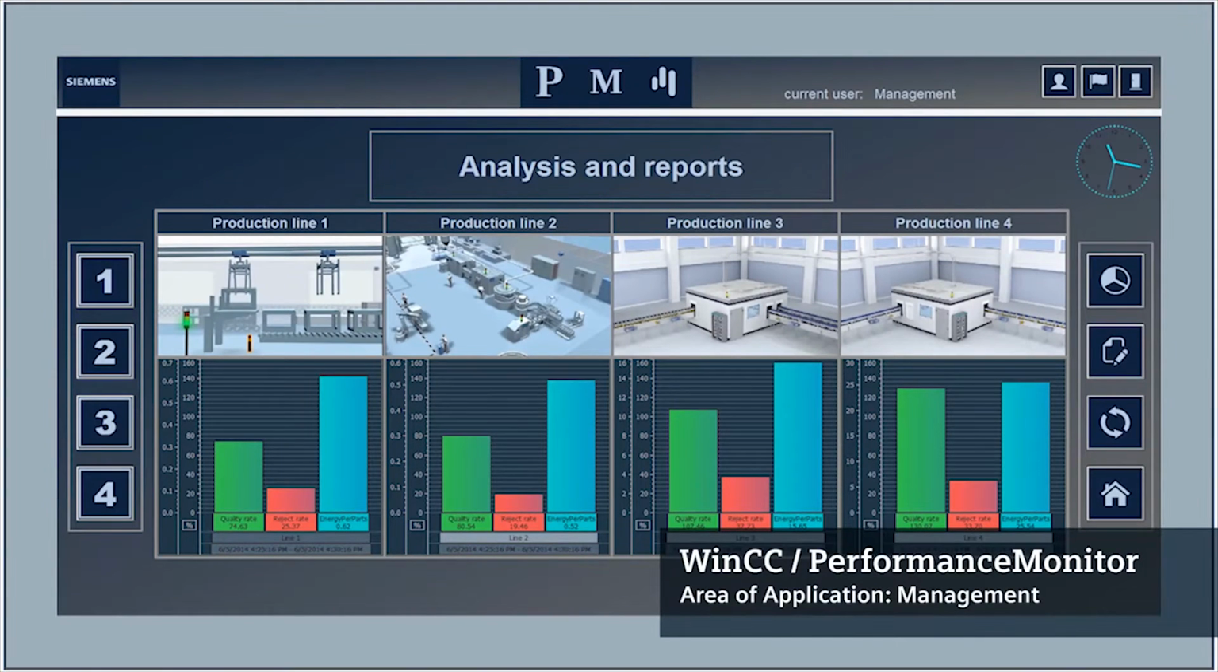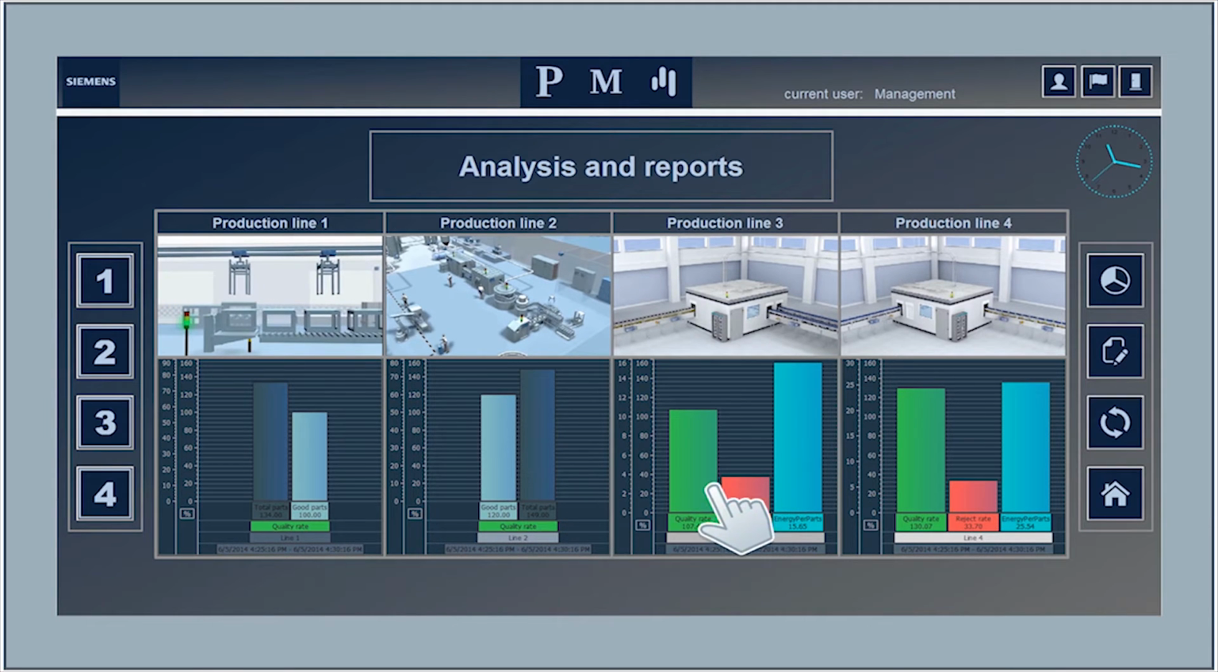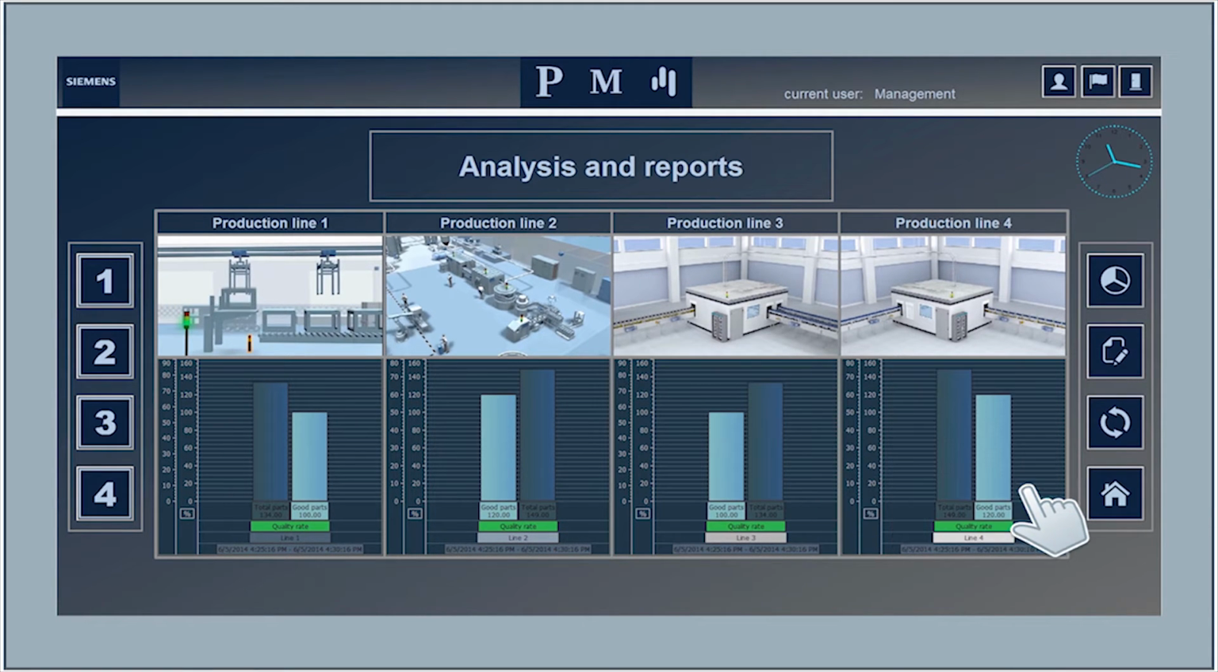Increase productivity through secure knowledge of the connections of the production equipment. Through comparable equipment-specific key numbers, you can readily identify weak points in the entire production process and deal with them promptly.